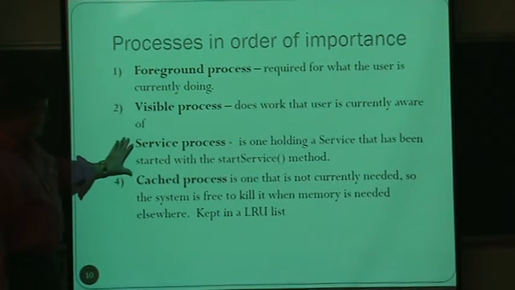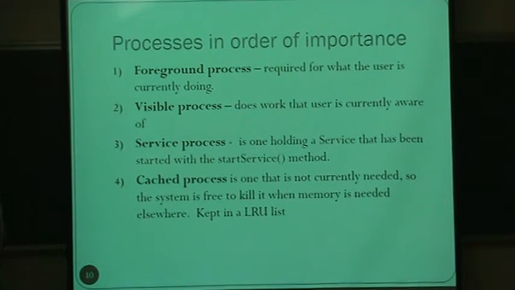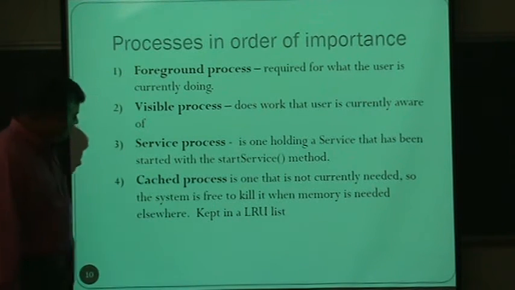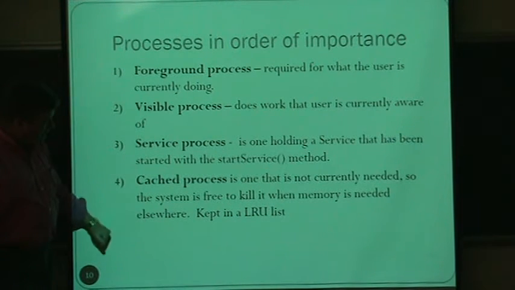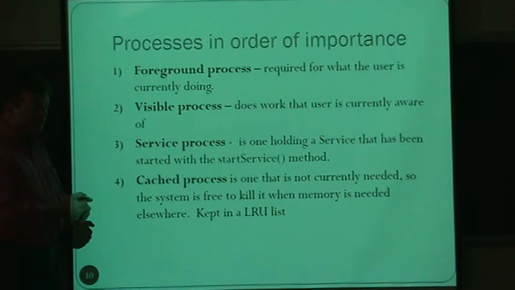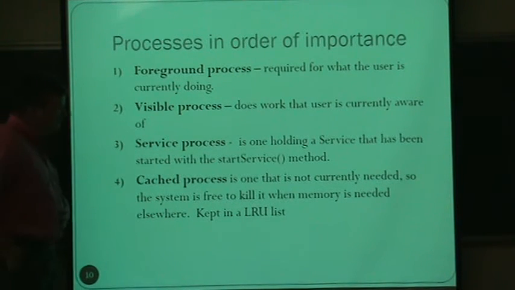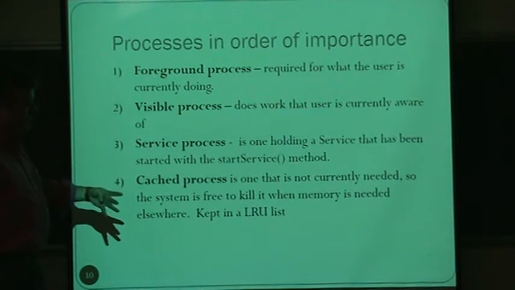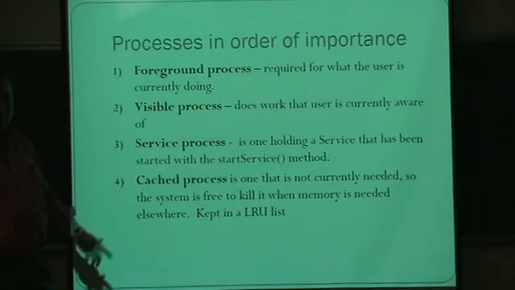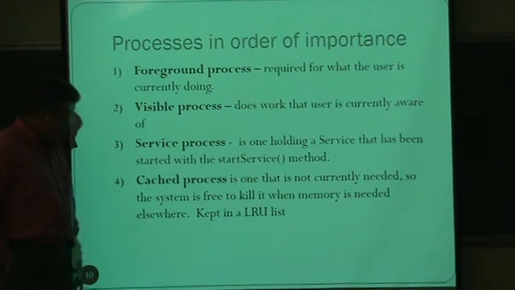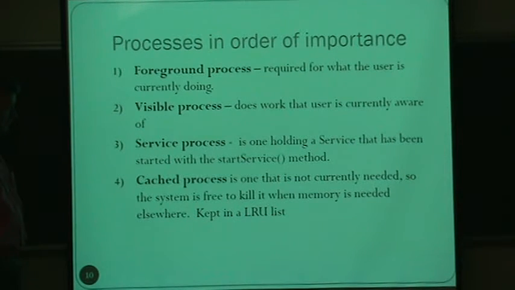And then a service process is one that is holding a service that has been started with the start service method. The bottom level of processes are the cached ones. These are processes that are currently running, but the user hasn't used them for a while. So maybe the user wants them running, maybe the user doesn't. And if we were running out of room, with too many processes running at once, and we needed to get rid of some processes, this is where we would look. We'd look at the cached processes, the processes that haven't been running in a while.